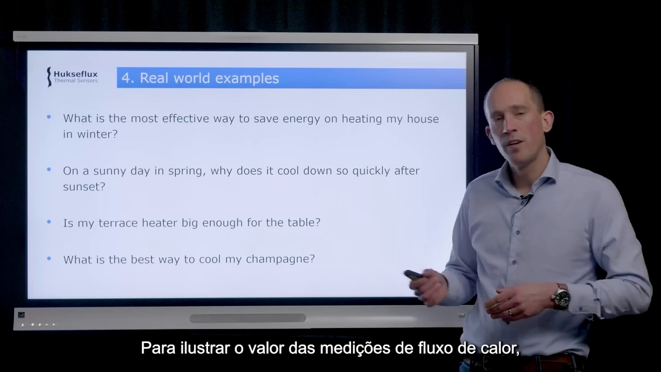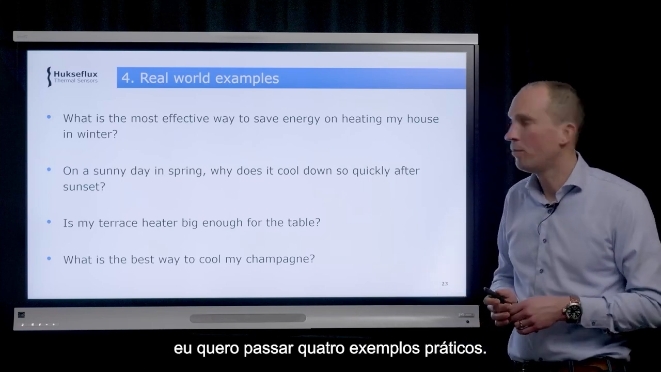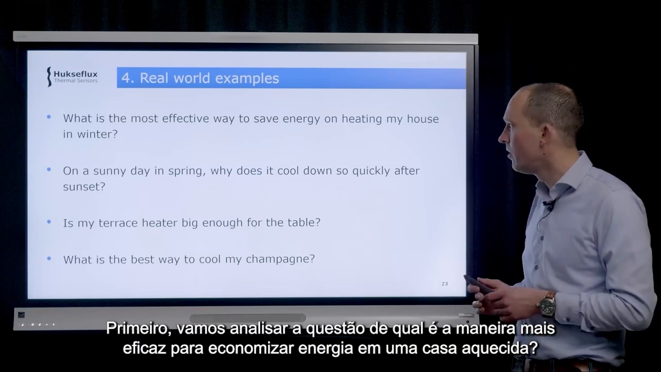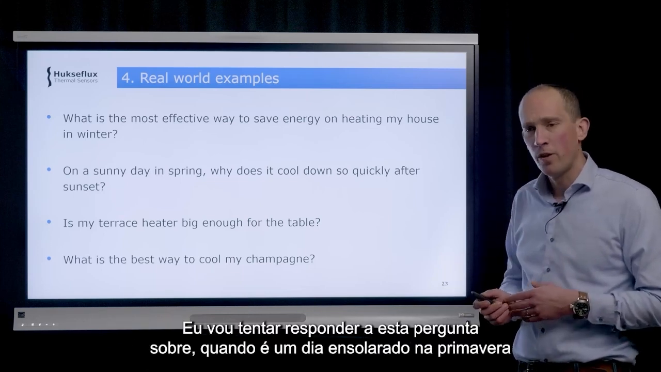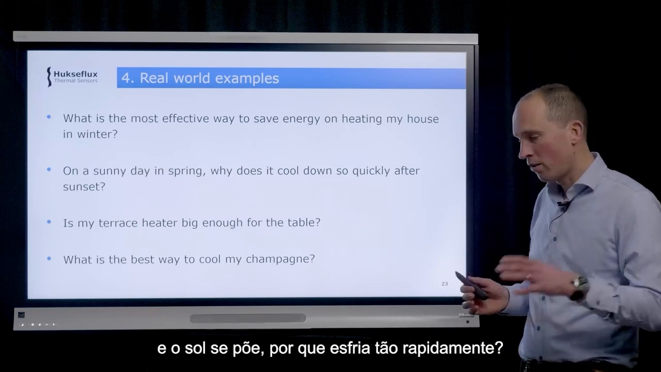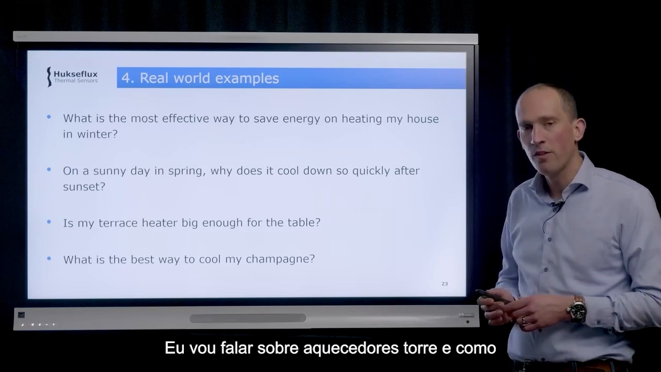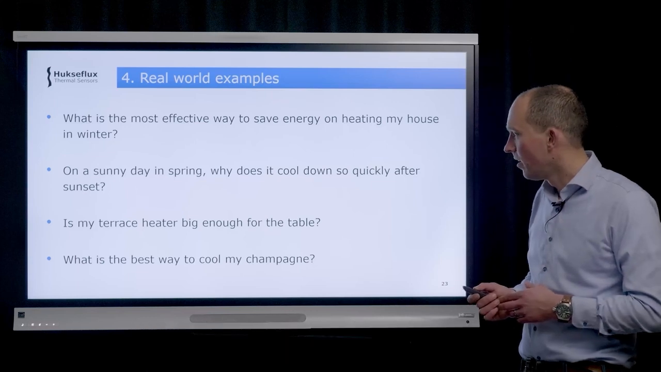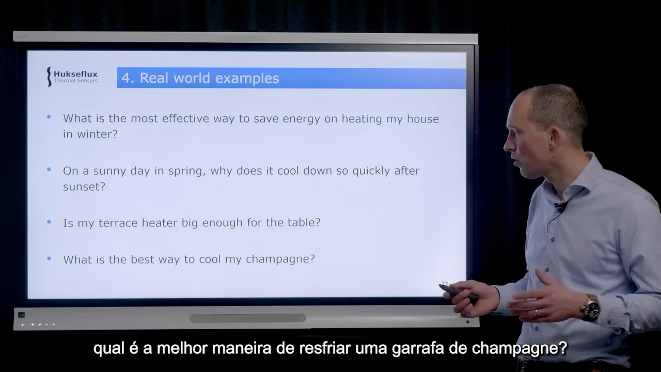To illustrate the value of heat flux measurements, I want to walk through 4 real-world examples. First, we'll look at the question of what is the most effective way to save energy on heating a house. And then I'll try to answer a question: when it's a sunny day in spring and the sun sets, why does it cool down so quickly? I want to talk about terrace heaters and how you can consider whether it's big enough to heat an entire table. And finally, we're going to answer the fundamental question of what is the best way to cool my champagne.